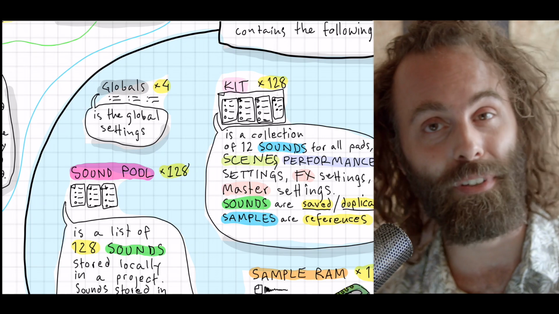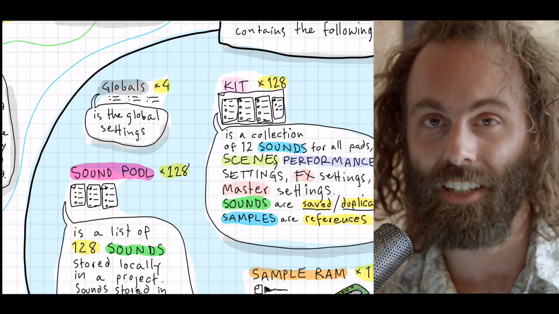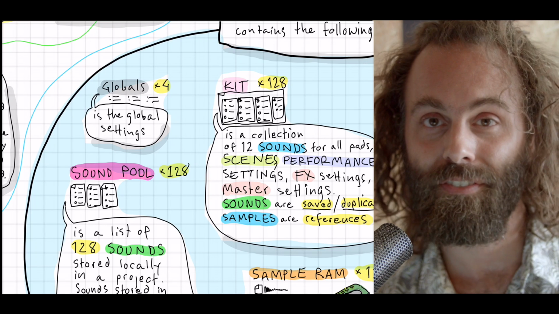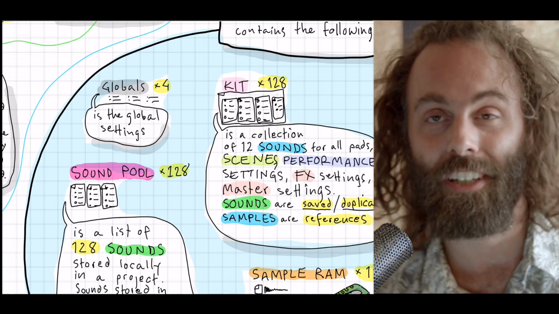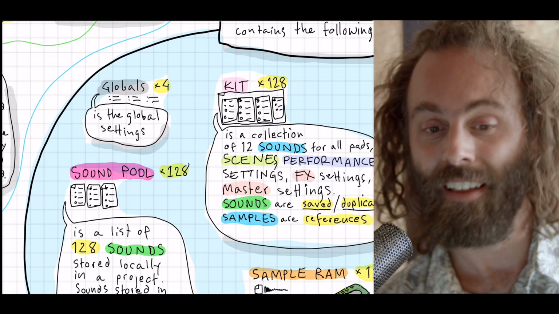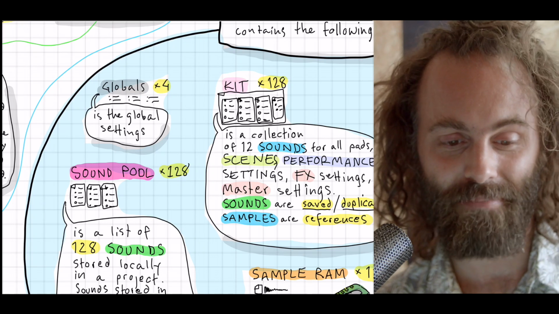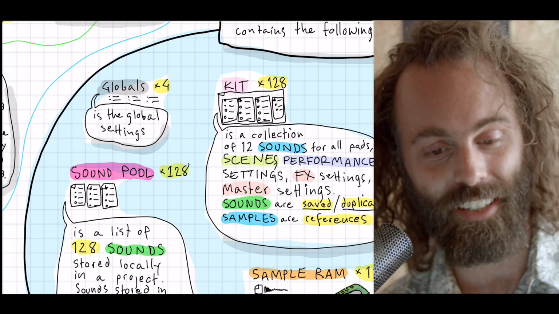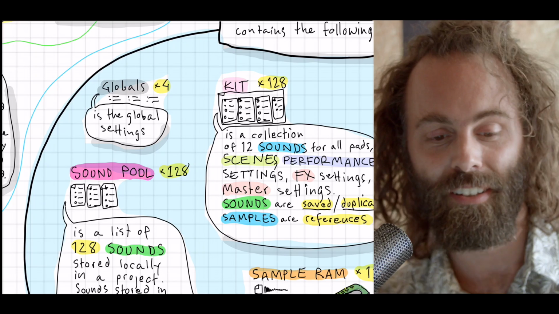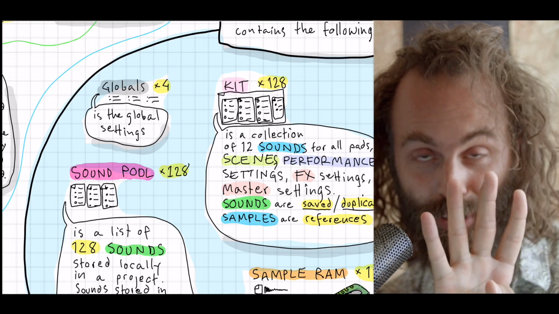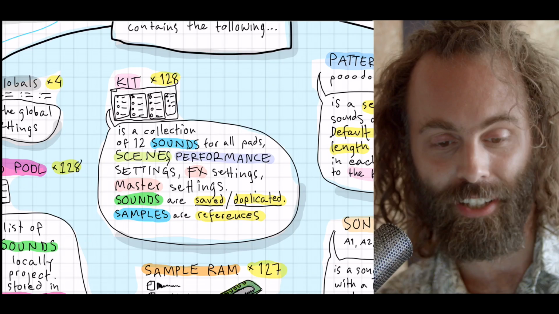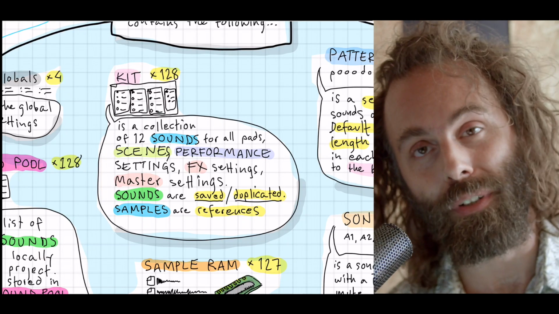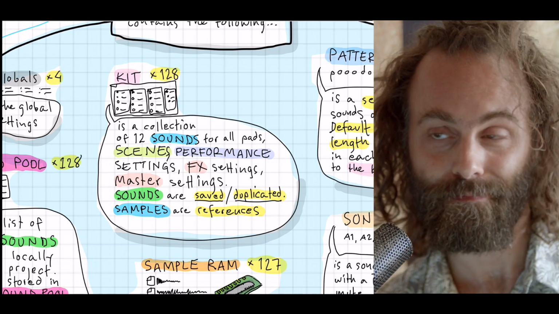Another global could be used for using the machine as a master. Maybe a third global could be used for using it as a slave, something like that. I personally don't use it that much, but I could see the benefit from using it. 4 globals, 1, 2, 3, 4, and every project has space for 128 kits.